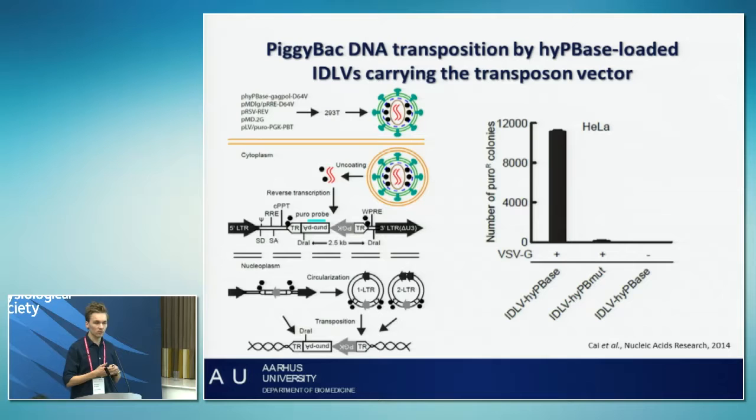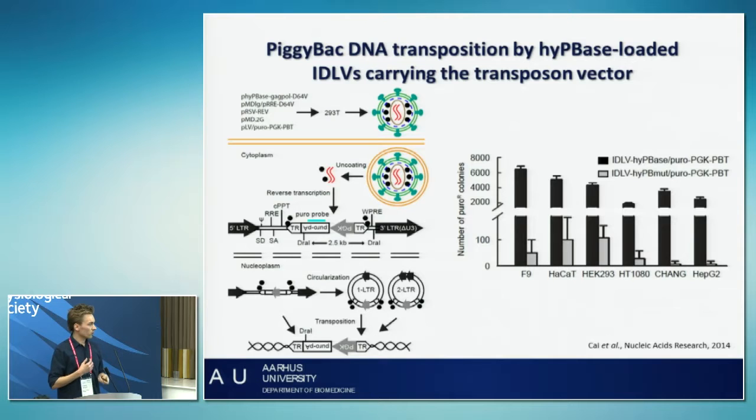And this gave rise to a high amount of puromycin-resistant colonies. And we could see that this was dependent on the transposase being active, as an inactive mutated form did not give rise to any colonies. But we could also see that it depended on the VSV-G, which is the lentiviral pseudotype. And we also confirmed these observations in a range of other cell lines.